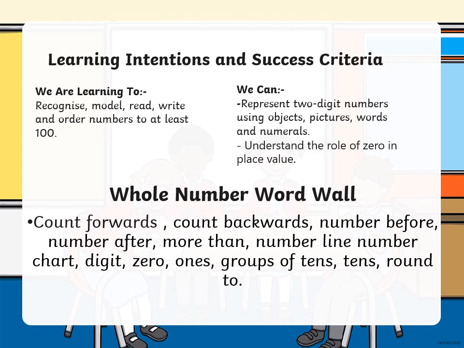Our learning intentions and success criteria include: we are learning to recognize, model, read, write and order numbers to at least 100. We can represent two-digit numbers using objects, pictures, words and numerals. We can understand the role of 0 in place value.